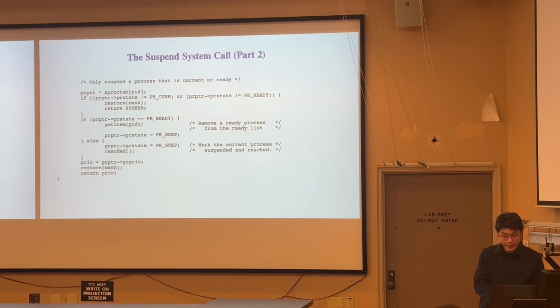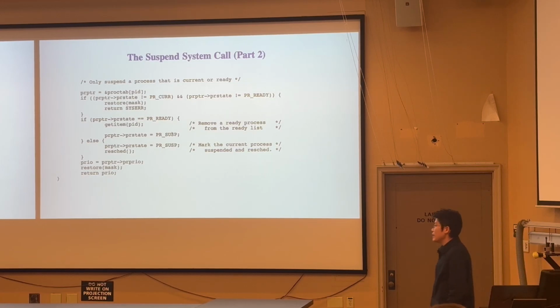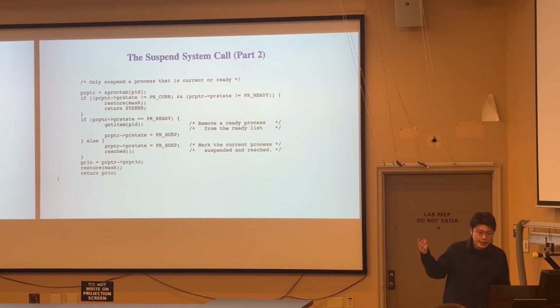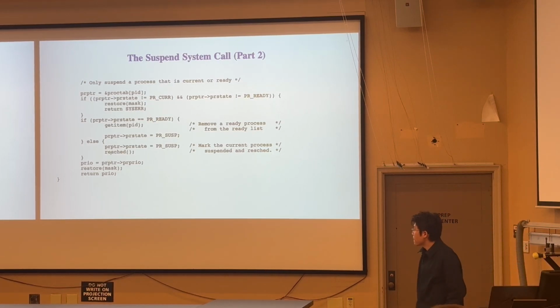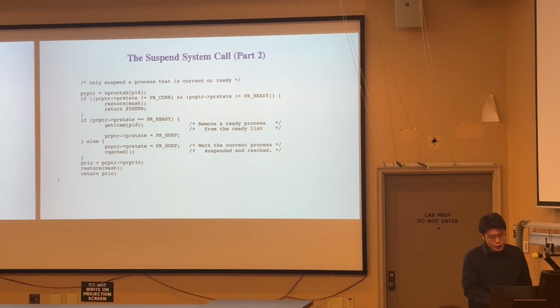Okay. Right. So then you call suspend system call. This is the main logic of a suspend system call. The others are just checks, right? Checking for errors. But these two branches are the main logic. Okay. All right. So it calls reschedule to schedule itself out.